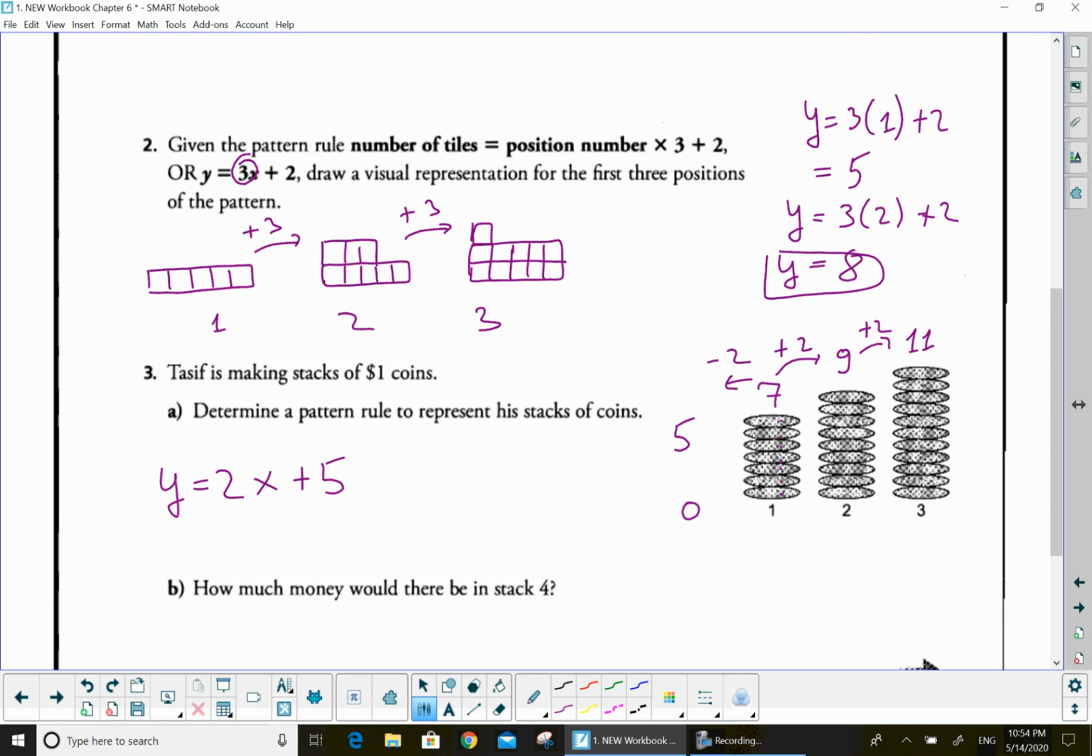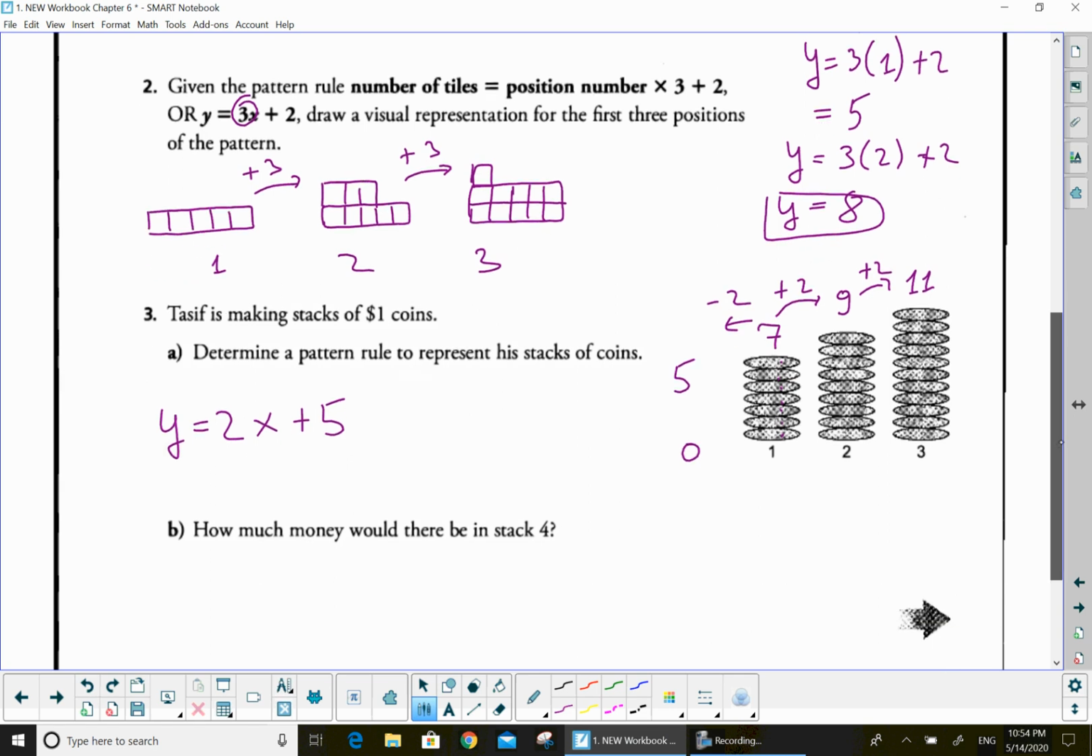And we can use that pattern rule now to estimate what's going to happen in stack 4. You can use like I said, the pattern rule just by substituting. So I'll do that. 2 times 4 plus 5. There we go. 2 times 4 is 8 plus 5 is going to be 13. Or another way is we can just continue from this stack over here and just add 2 more, which would be 11 plus 2, and that's also 13. So there's a few ways of doing this.